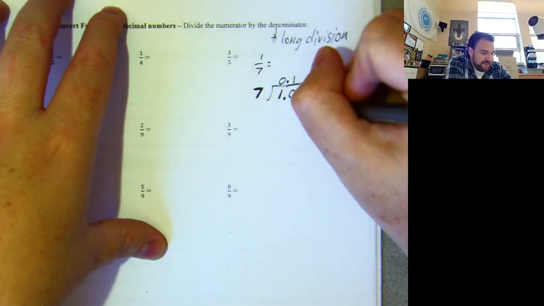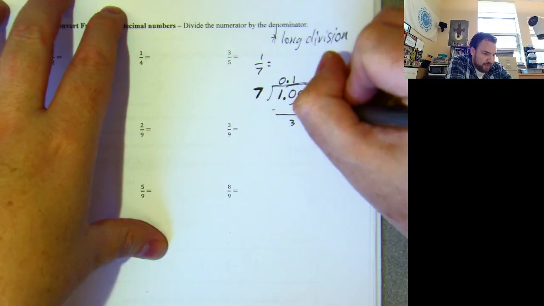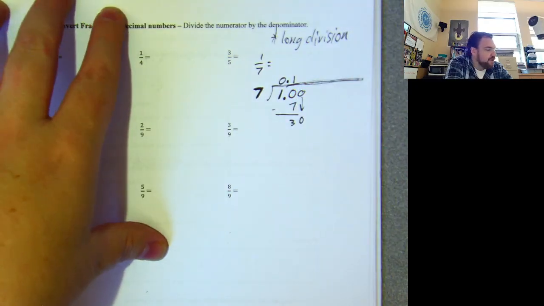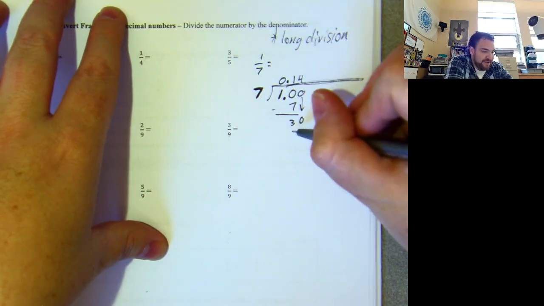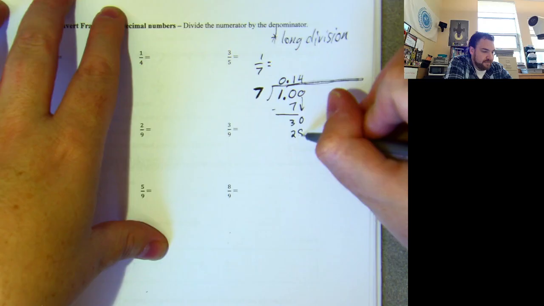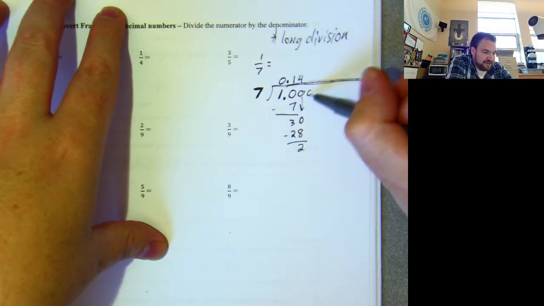Once. 1 times 7 is 7. 10 minus 7 is 3. Add a 0. Keep her going. How many times does 7 go into 30? 4, because 4 times 7 is 28. Do the subtraction. 30 minus 28 is 2. Add a 0. Bring it down.